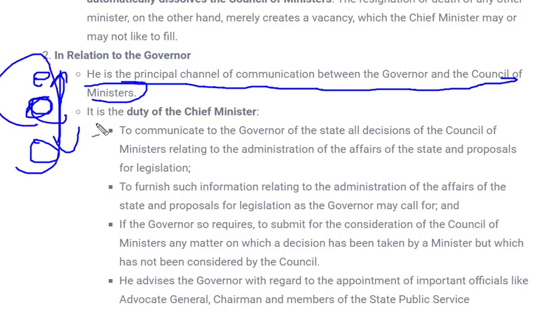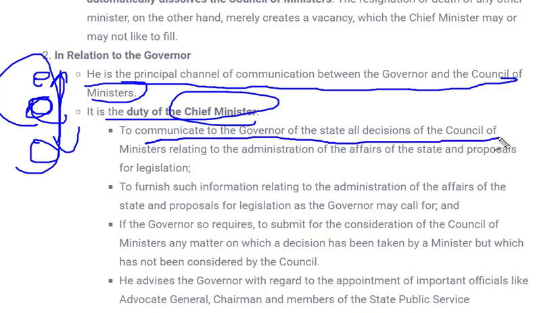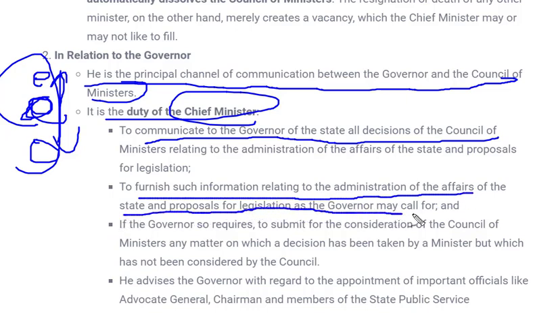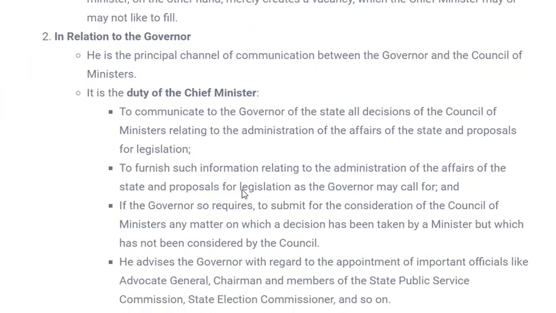Next, it is the duty of the chief minister. What are the duties of the chief minister? To communicate to the governor all state decisions of the council of ministers, it is clear by this. To furnish such information relating to the administration of affairs of the state and proposals of legislation as the governor may call for. So these are the powers of the chief minister in relation to the governor. You can read from here.